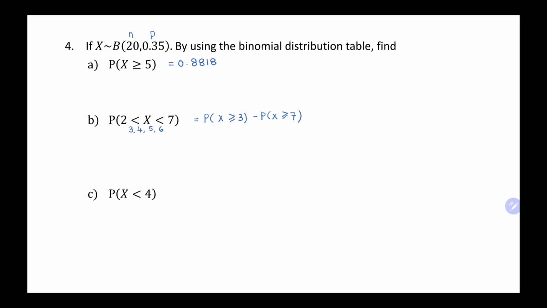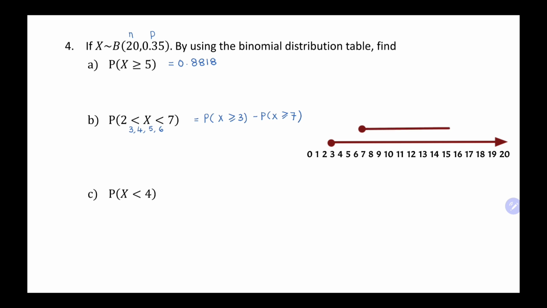Why do we use 3 minus 7? X greater than or equal to 3 means we start from 3 until 20. X greater than or equal to 7 means 7 until 20. We minus the same numbers, so we get 3, 4, 5 and 6. That's why we use 3 minus 7. Then we check the table. What is the probability for x greater than or equal to 3 and x greater than or equal to 7 for n equals 20 and p equals 0.35.